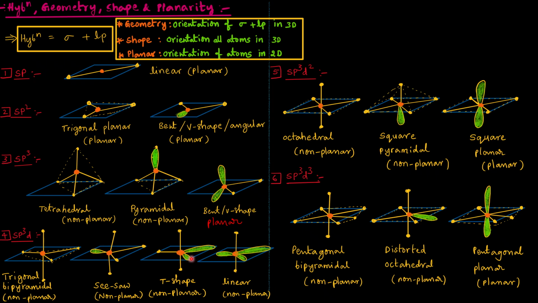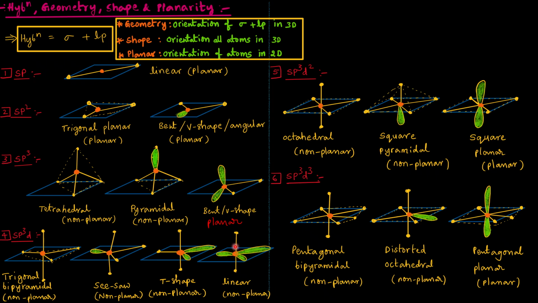Next, if there are two lone pairs and 3 sigma bonds, again in sp3d hybridization, the lone pairs are placed in equatorial positions and the remaining are sigma bonds. When you exclude these lone pairs, the residual shape is said to be T shape. Since here two atoms are out of the plane, this molecule is said to be non-planar.